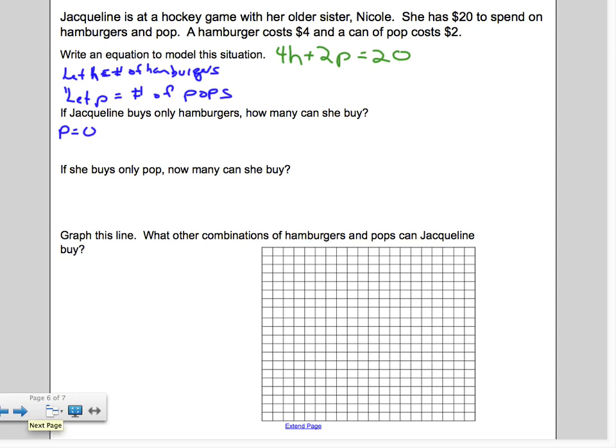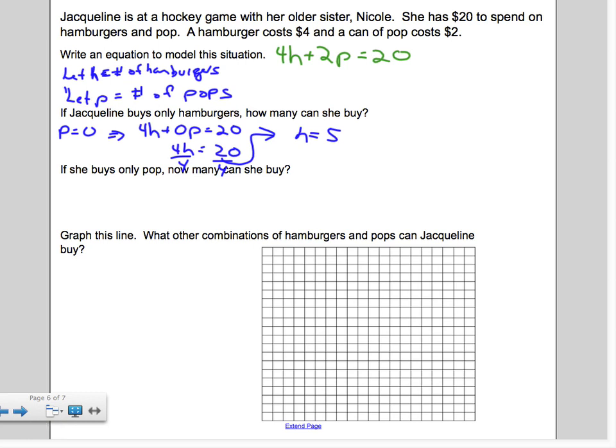So here we're saying that P is equal to 0, so we plug that into our equation. We got 4H plus 0P is equal to 20. So now we're left with 4H is equal to 20. Divide both sides by 4. Now we get H is equal to 5. So that's basically what you said, Matt. We just need to have that concept that really P is 0, plug that into our equation. And that's how we could actually figure out the number of hamburgers.